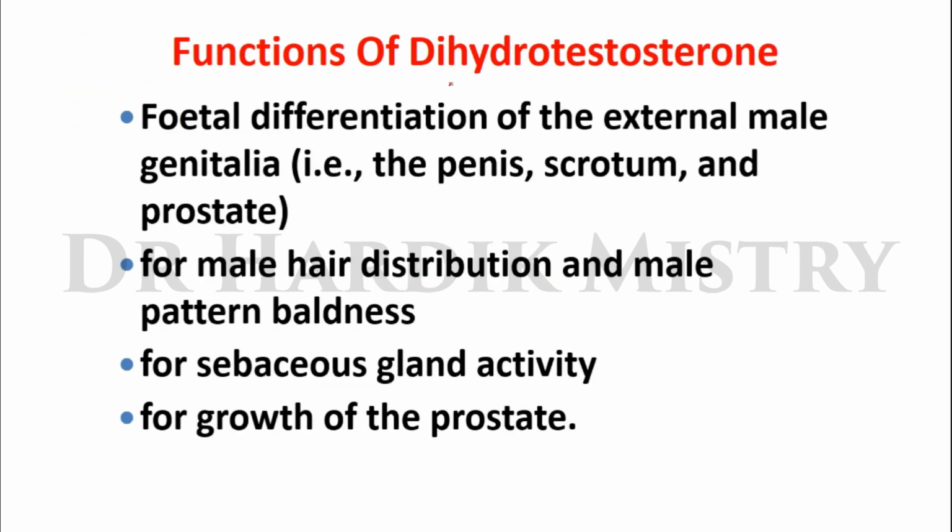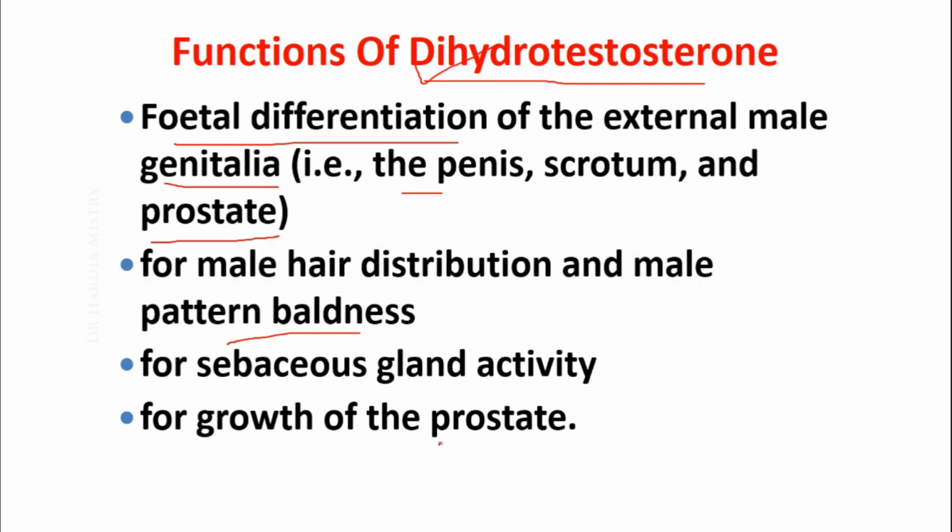Now the functions of dihydrotestosterone. In the fetal differentiation of the external male genitalia, the penis, scrotum and prostate, male hair distribution and male pattern baldness are caused by the dihydrotestosterone, as well as sebaceous gland activity and the growth of prostate.